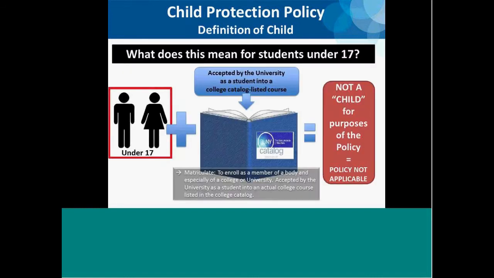So what does this mean for students under 17? Here's a graphic representation to further explain. If the child is under 17 years of age and is accepted by the university as a student into a college catalog listed course, that person is not a child within the meaning of the definition of child that's contained in the policy. Therefore, if they are not a child, the policy is not applicable.